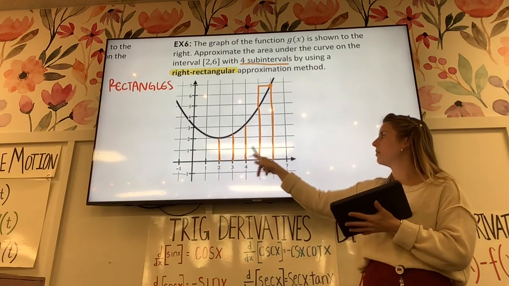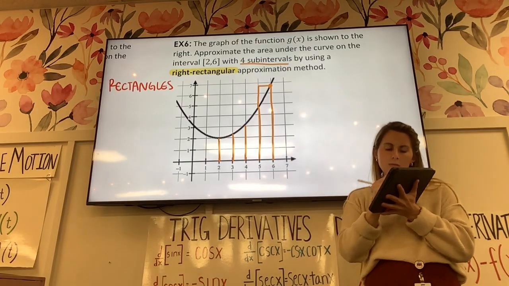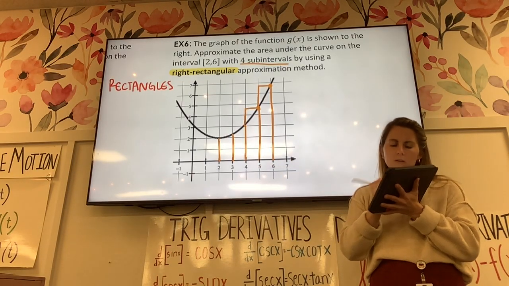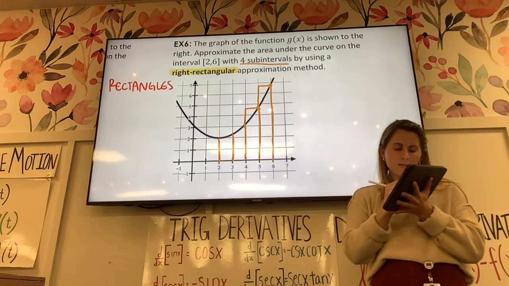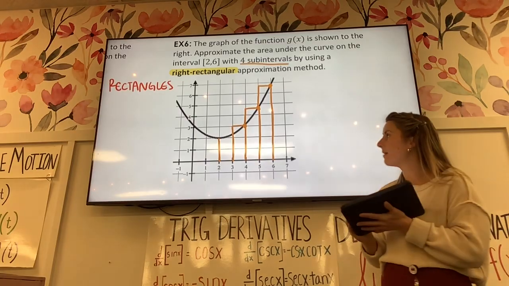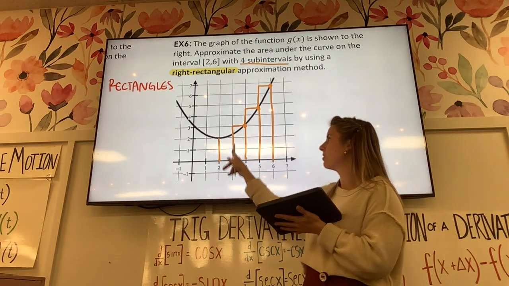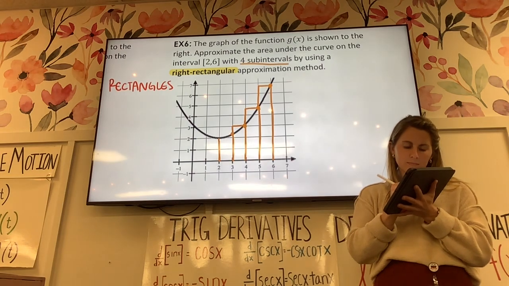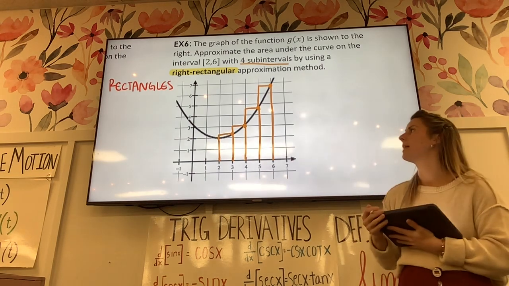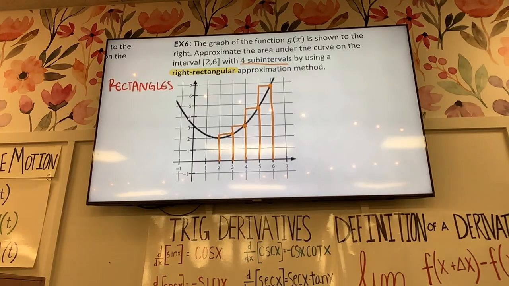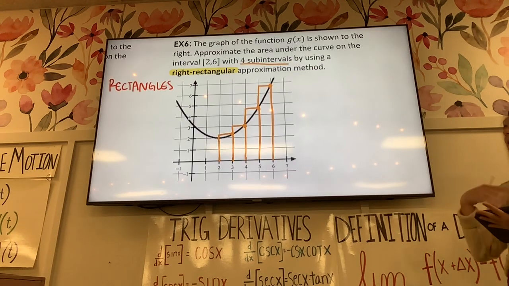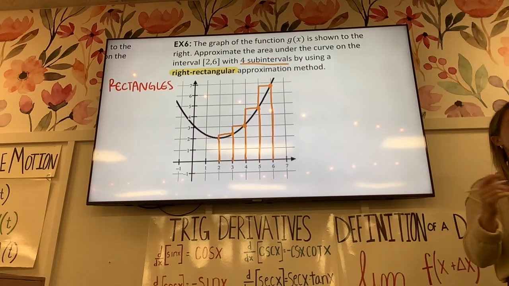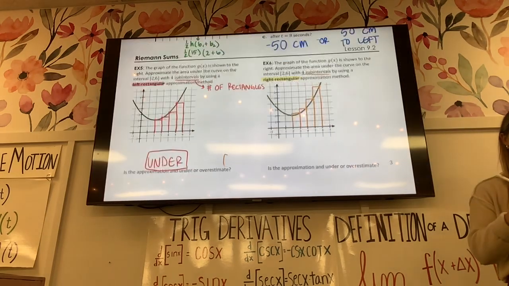Then for this rectangle here, I'm going to use the right line. So that's that rectangle. This one right here, I'm going to use the right line, so it's that rectangle. And this one right here, I'm going to use the right line, so it'll be that rectangle. If you added up the areas of all these rectangles, it would give you an approximation. Would it be an under or an over? Over, because your rectangles are over your line.